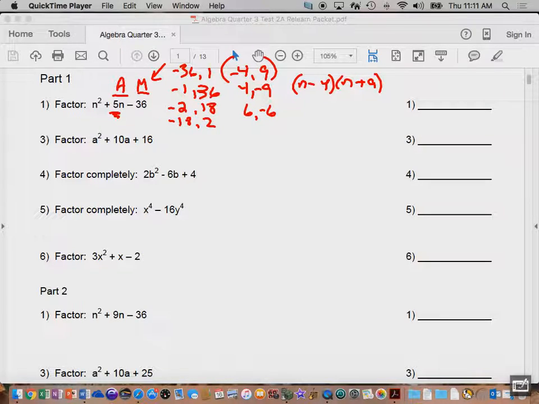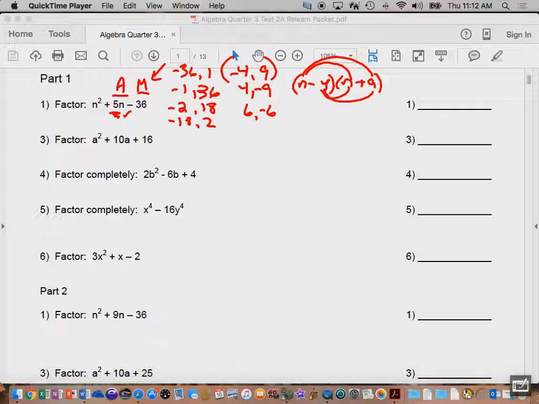Now, perhaps the most important thing to understand when it comes to factoring is to always do a quick mental check back. And my biggest thing looking at the test is that kids did not do this. n times n is n squared. n times 9 is 9n. Negative 4 times n is negative 4n. Now, negative 4n and positive 9n add up to positive 5n, which is what you want. And then negative 4 times 9 is negative 36. So I know that that is correct.